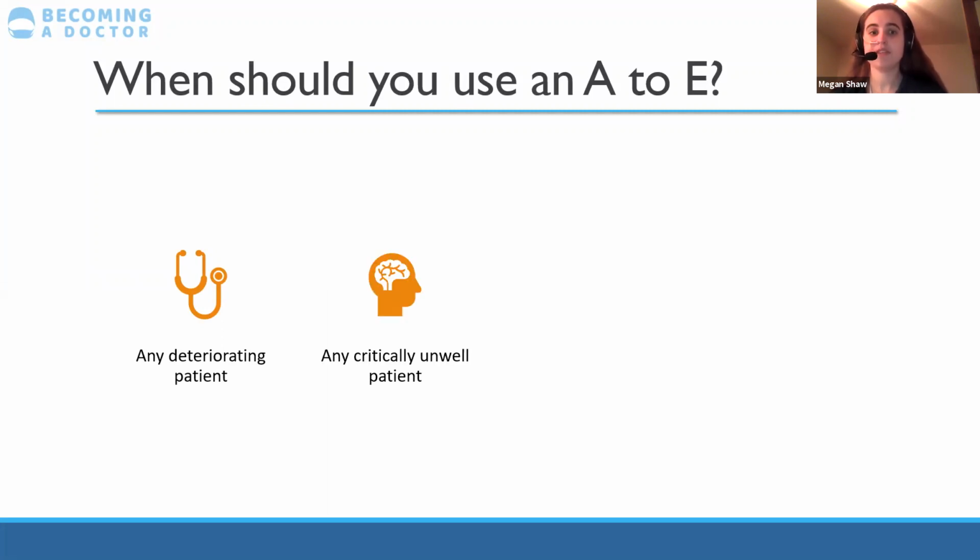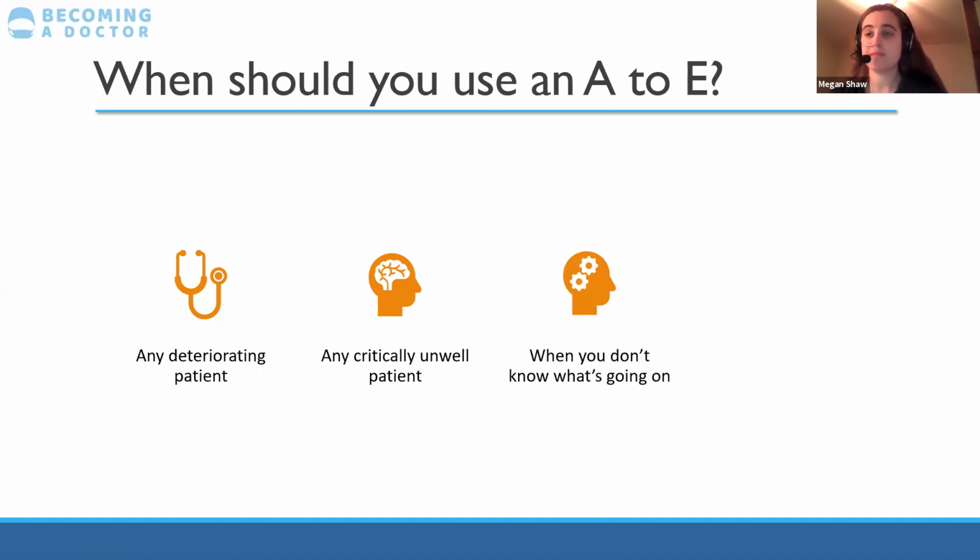Anybody who's critically unwell, so any patients who you're concerned about or any of the staff are concerned about, even if they've been critically unwell for a while and you might know what's wrong with them, you still would do an ATE assessment to assess their problems in order of severity.